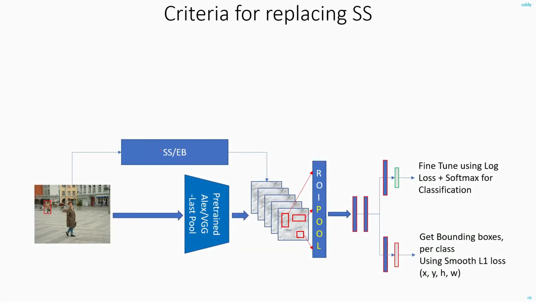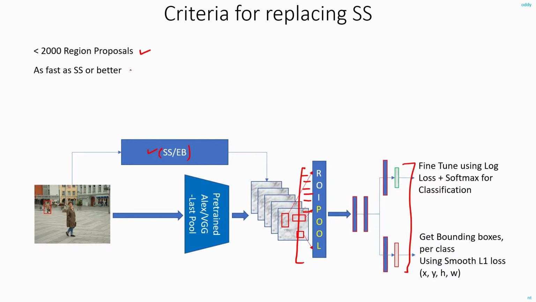If we have to replace the selective search or edge boxes, whatever technique that we use has to satisfy some conditions. The first thing is that it has to give less than 2000 proposals. Why? If it gives anything more than this, then we'll end up taking more time in this part of the network. That is, we'll have more than 2000 proposals in this part of the network, and it will obviously take more time than the selective search. And the second thing is, obviously it has to be faster than selective search. And third thing, it has to be as accurate as selective search or better.